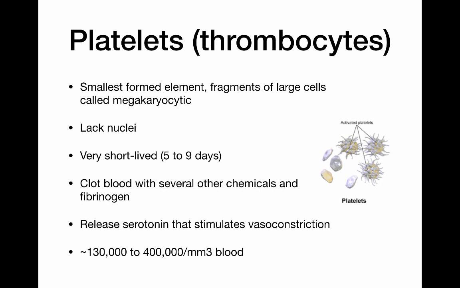When a tissue has been damaged, platelets can release serotonin, and that stimulates the vessel to constrict, which minimizes any further blood loss out of that tube. And you can see the count there, somewhere in the neighborhood of 130,000 to 400,000 per millimeter cubed of blood.